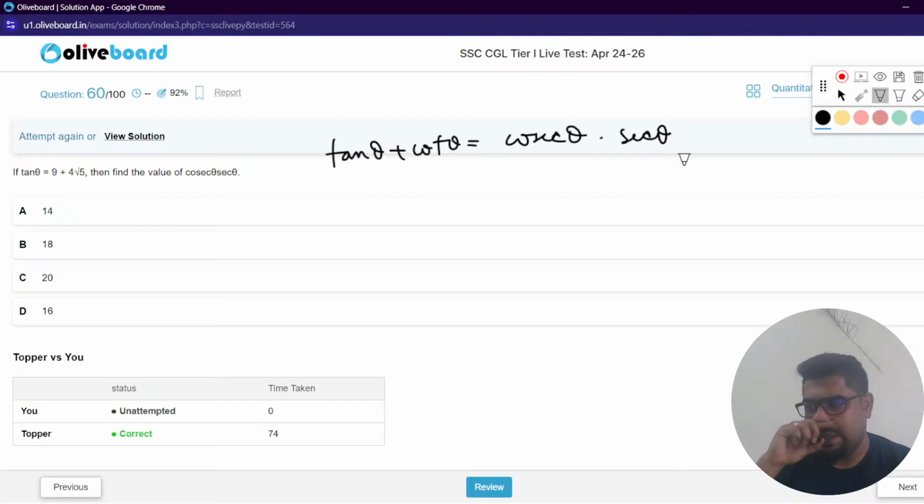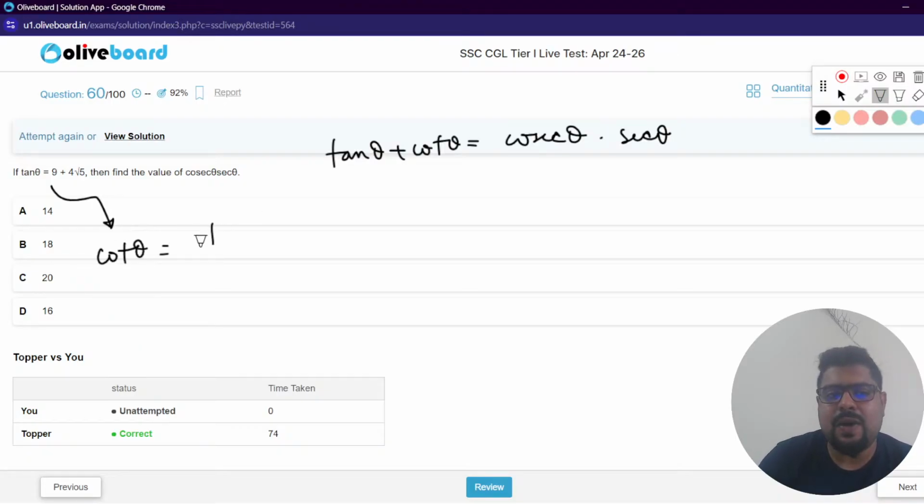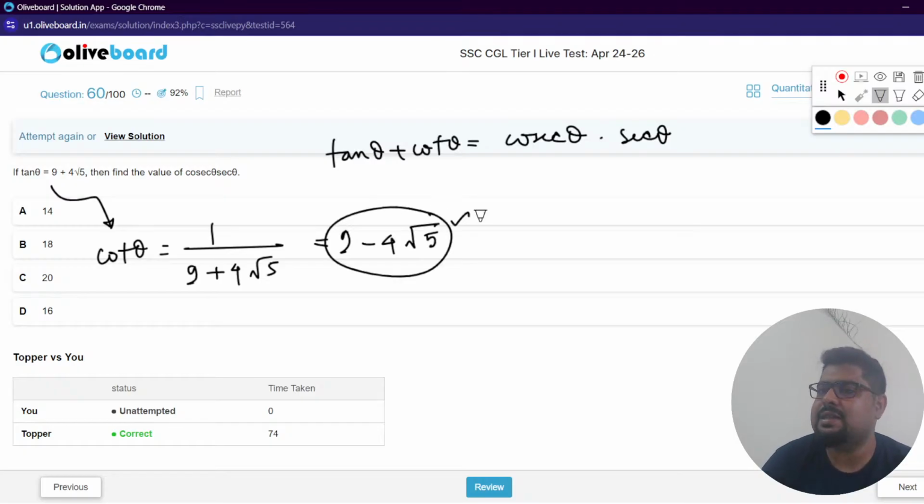Clear, everyone? This is something that you must understand. So tan theta, if this is this, then cot theta is simply 1 by 9 plus 4 root 5. And 4 root 5 square is 80, 9 square is 81, so I can simply write the difference is 1.